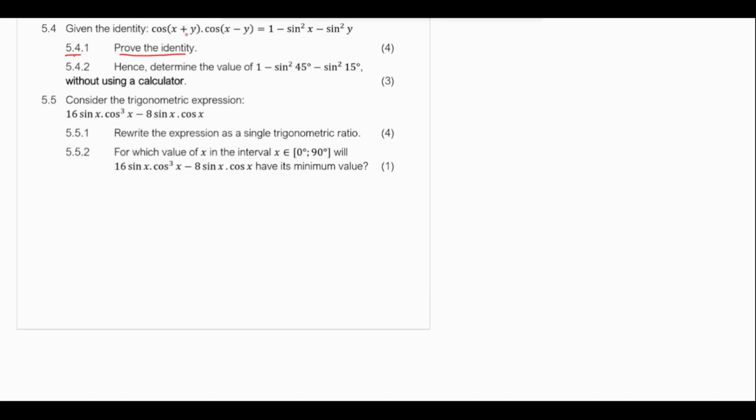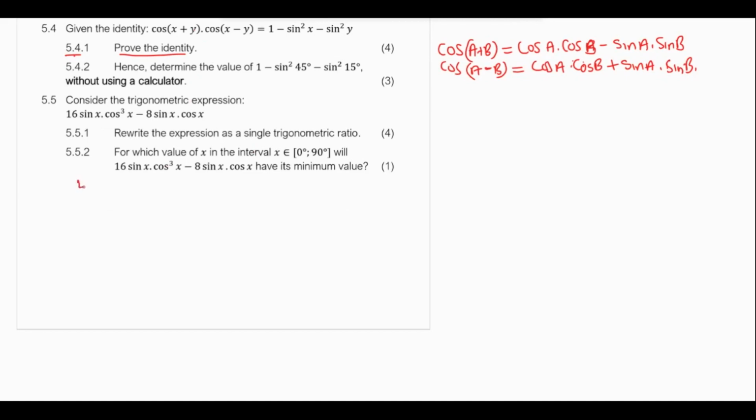I want us to remember the compound angle formula. So remember that cos(A + B) is equal to cos A cos B minus sin A sin B. And then cos(A − B) is equal to cos A cos B, or cos B here, not cos A, plus sin A sin B. So now let's write our left-hand side and right-hand side.